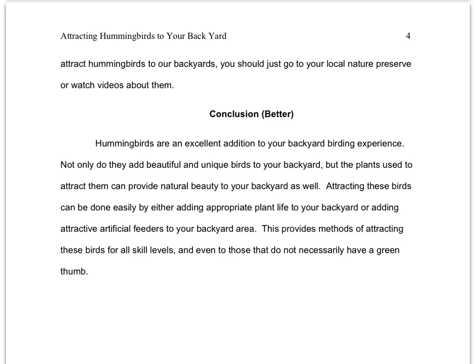Well, the problem with this conclusion isn't necessarily the point that it makes. The problem with the conclusion is that it's unsupported. If you want to come up with this conclusion, then you need to write a paper that provides evidence that there's no way to actually attract hummingbirds to our backyards. I didn't provide that evidence, therefore I really can't come to this conclusion.